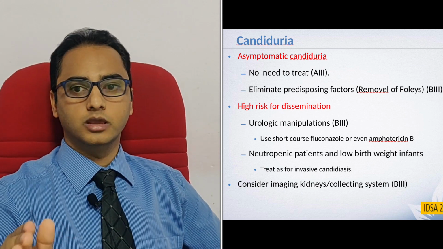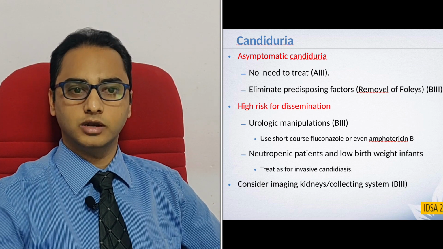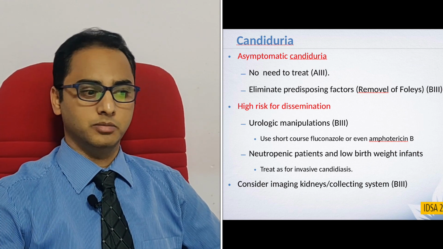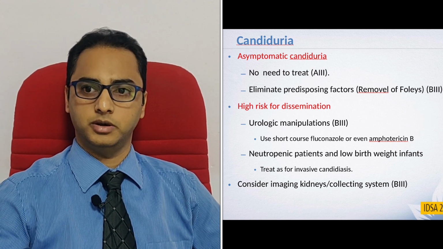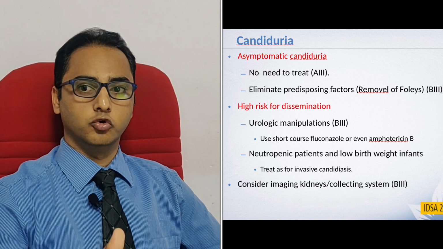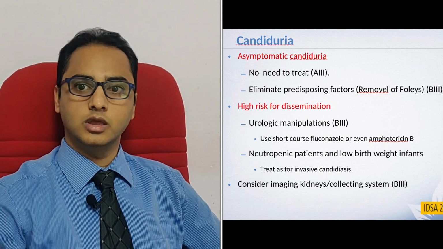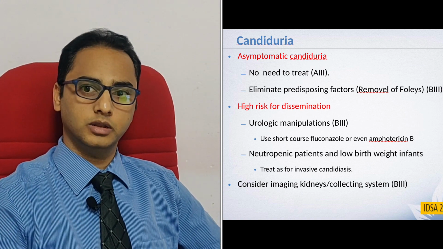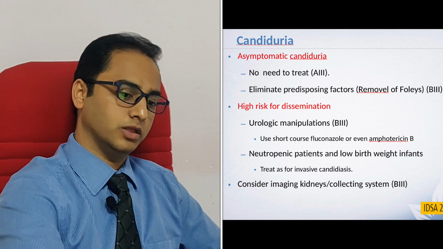Neutropenic patients and low birth weight neonates, we have to treat as equivalent to invasive candidiasis. Consider doing some imaging and exclude anomalies if the patient is a neonate or in the pediatric age group. So asymptomatic Candiduria, don't bother, just change the Foley's. Symptomatic, we have to treat according to the risk factor. If they are neutropenic or low birth weight, they definitely require therapy like invasive candidiasis.